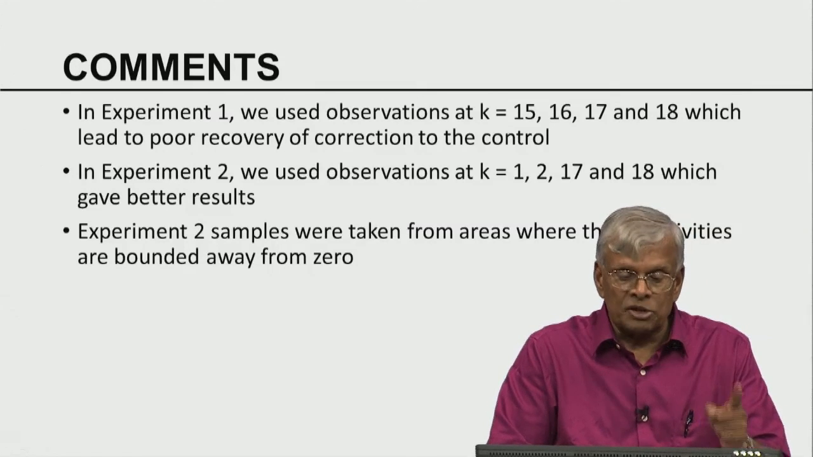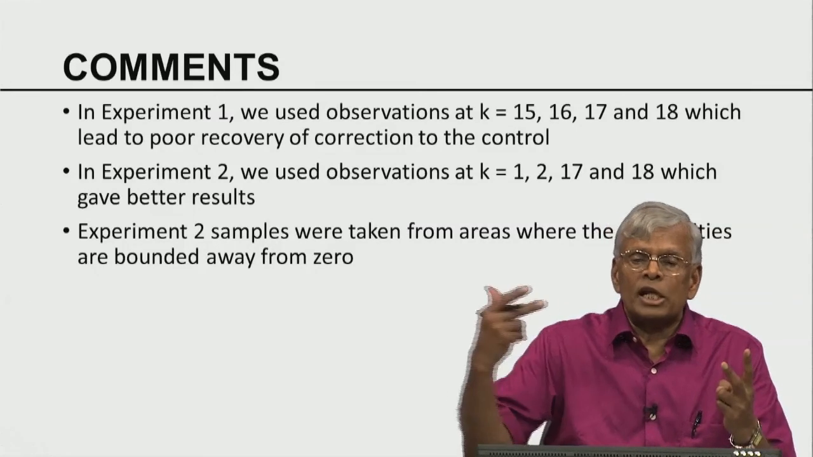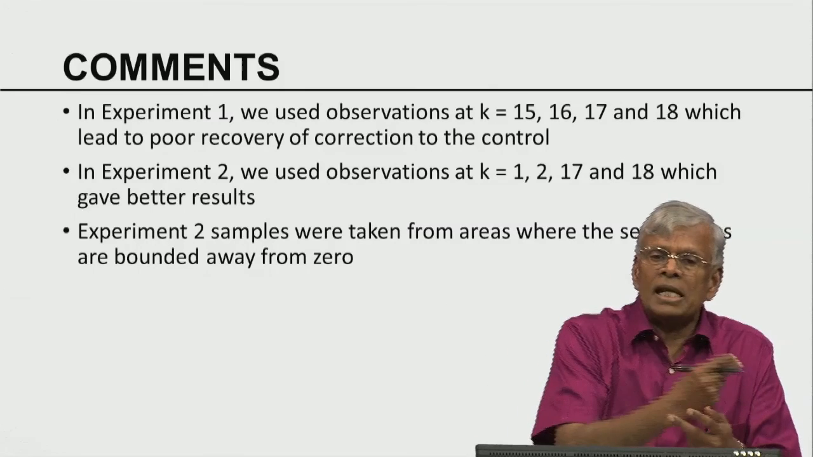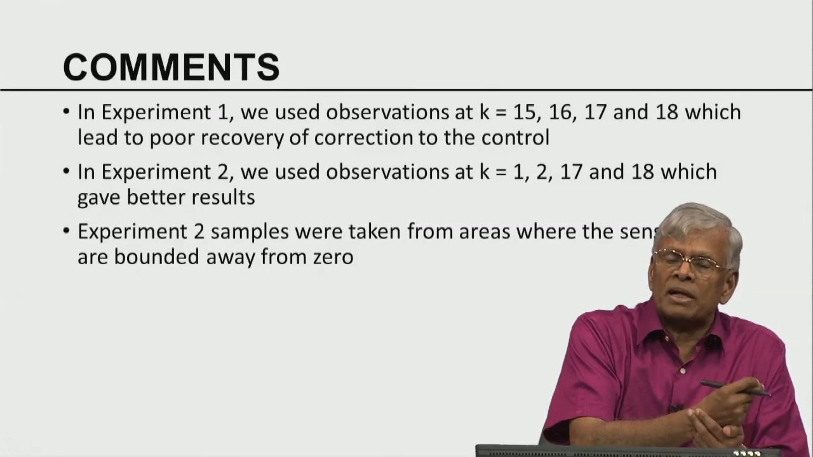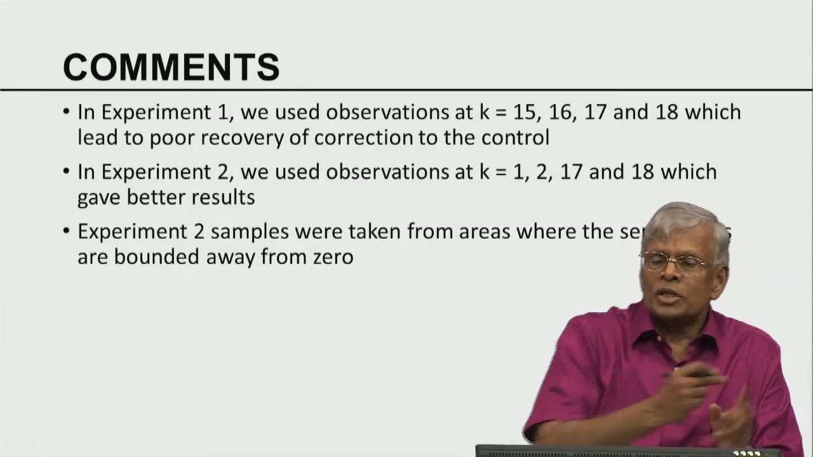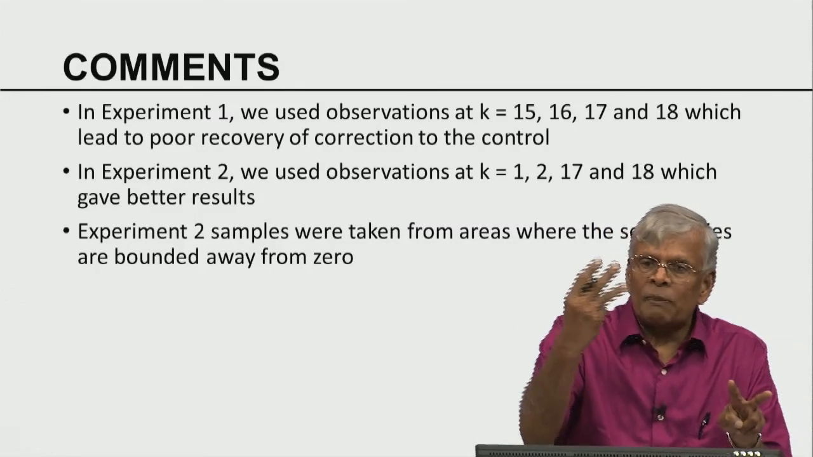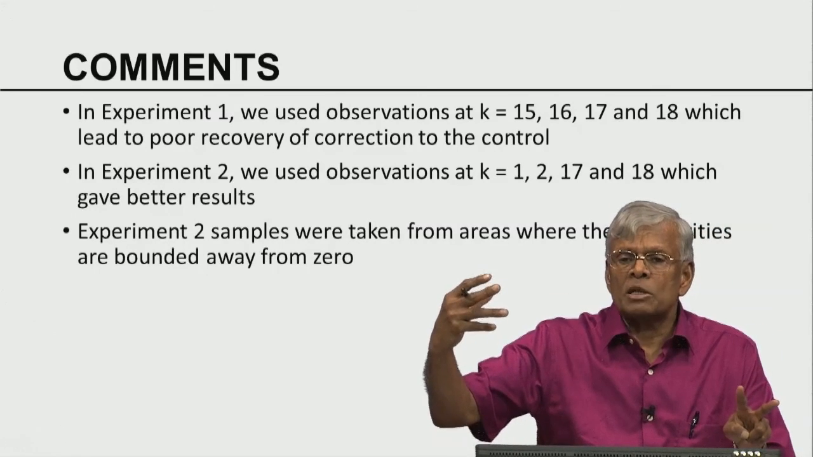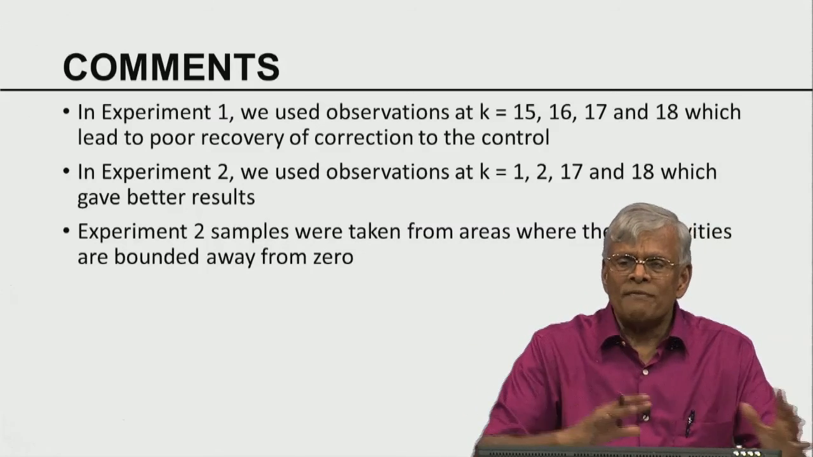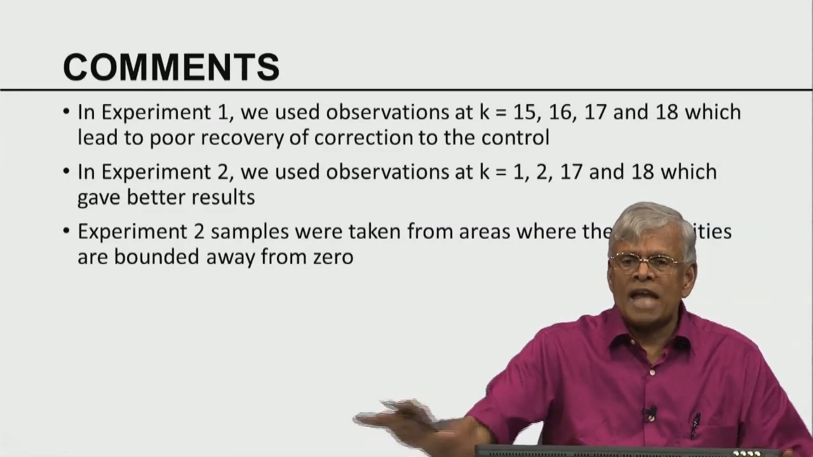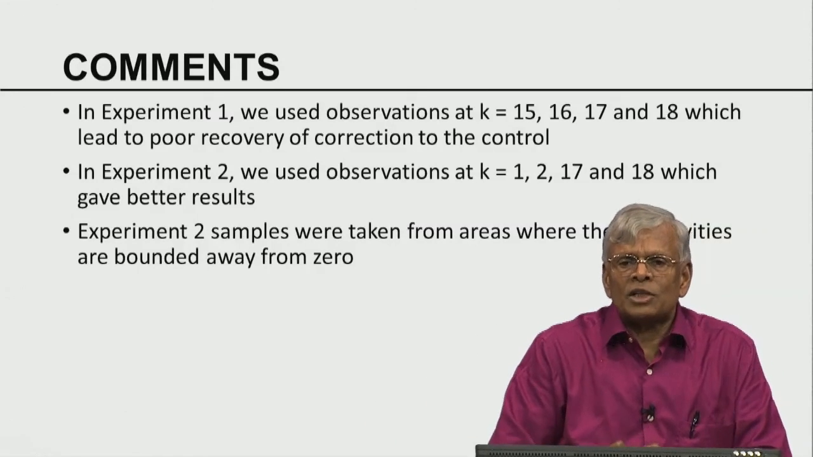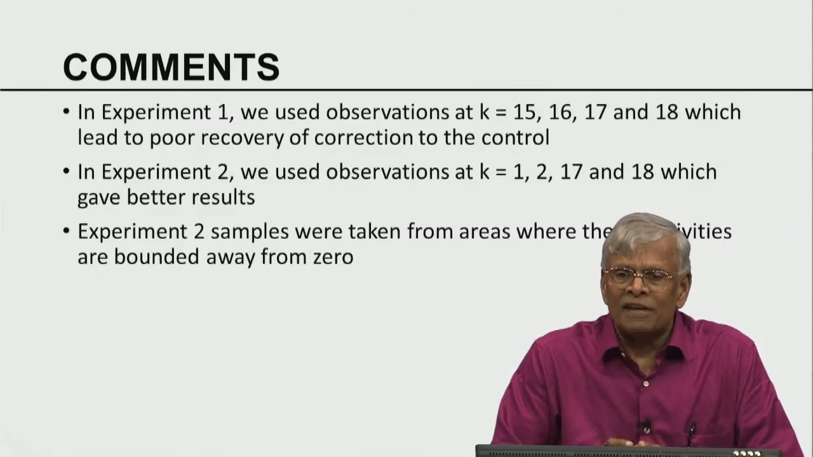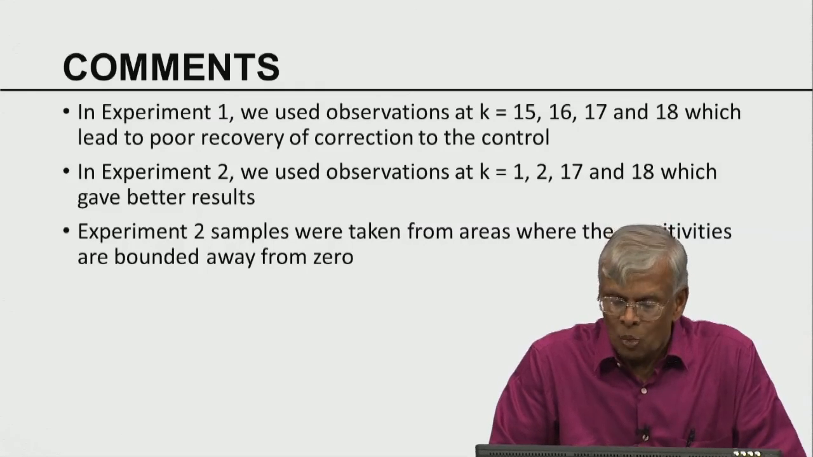The moral of the story in experiment 2 is that I had two observations in the beginning and two observations in the end. In the end, the boundary condition sensitivity is large. In the beginning, the initial condition sensitivity and the parameter sensitivities are quite good. So the initial observations help you derive information on the initial conditions and the parameters. The latter observations help you derive information about the boundary condition. So by having a combined distribution initially and finally, we are able to maximize the transfer of information from observation to the control. That's why we saw in experiment 2 the recovery was much better than in experiment 1.